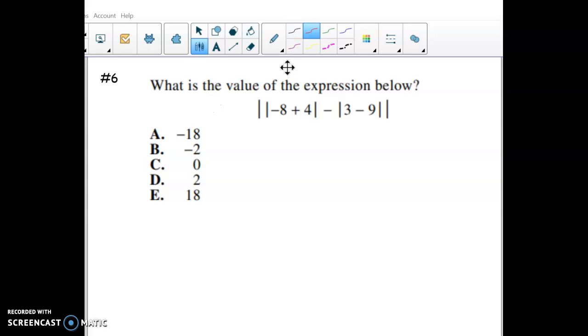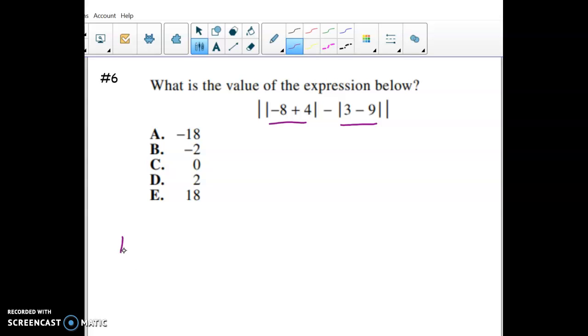All right, number 6 on the ACT practice here. These are absolute value, these fence posts, and we're going to work from the inside out. So we're going to start with these ones on the inside and then work our way out. Remember, absolute value is the distance from 0.